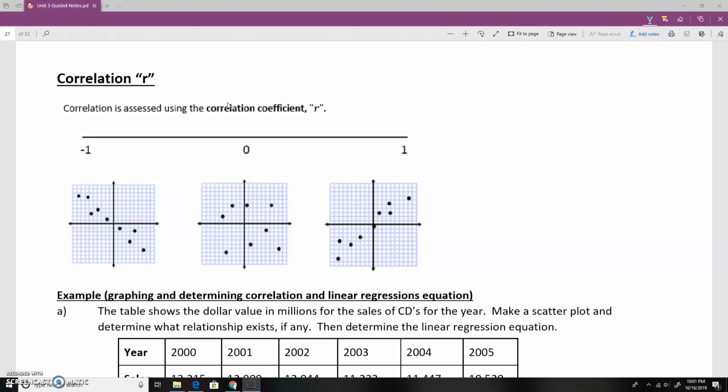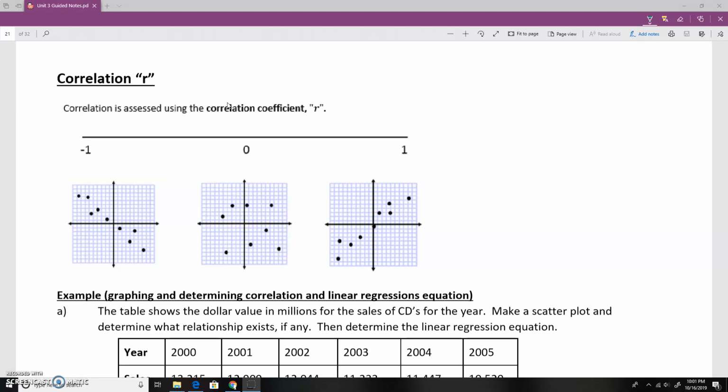Alright guys, in today's video we're going to be looking a little closer at correlation. Specifically, we're going to be looking at something we call the correlation coefficient R. Now R is a calculated value. We're not going to get too deep into where it's calculated from. We're going to use the calculator to do most of those calculations. What we're worried about is interpreting what this R value actually means.